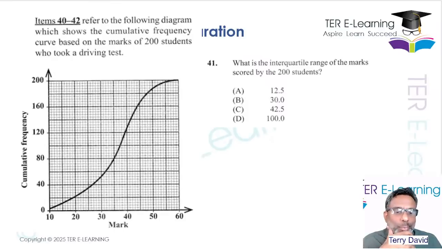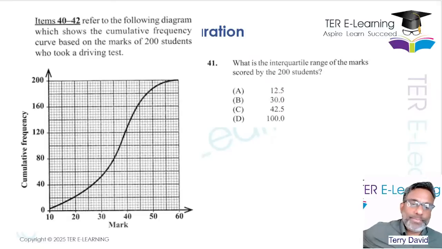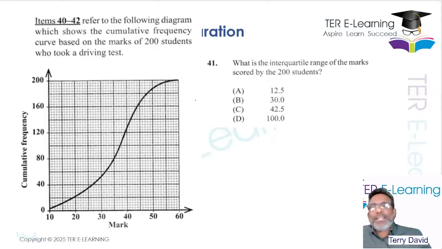I see some people asking what is interquartile range. So let me see if you could work this out. Interquartile range is simply our upper quartile, which is Q3, minus Q1. So we need to figure out what those things are.